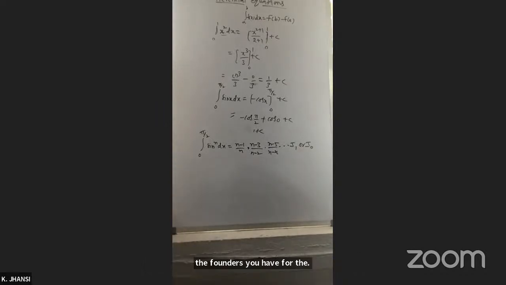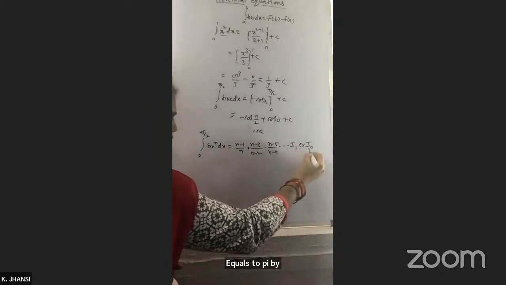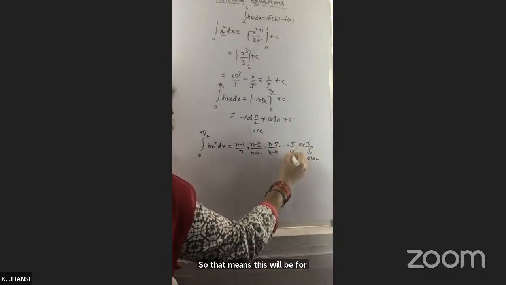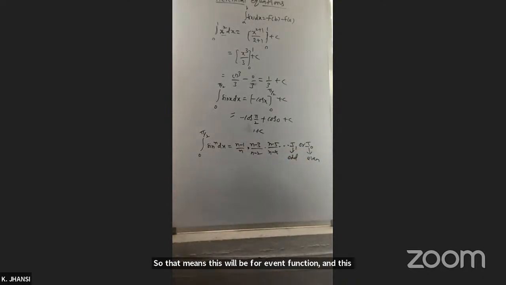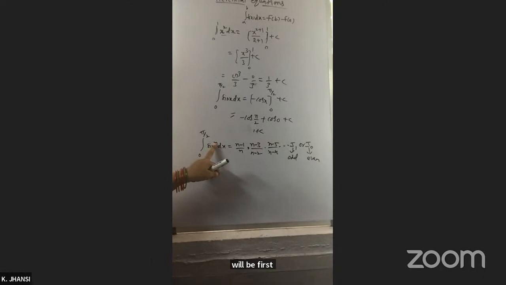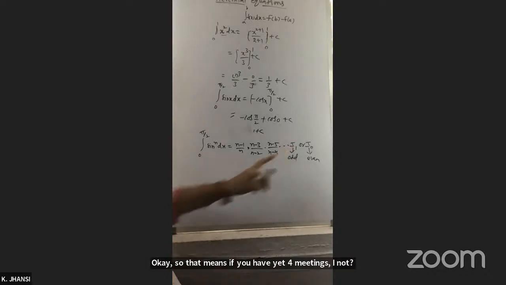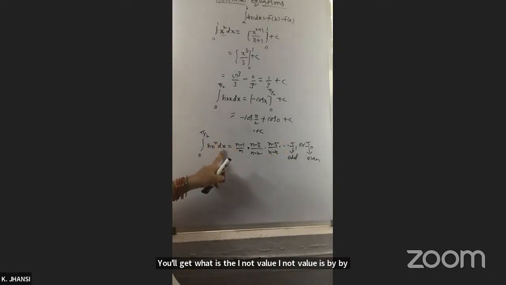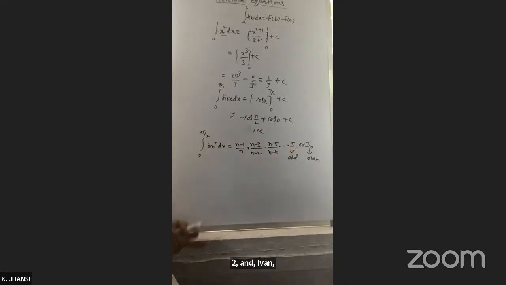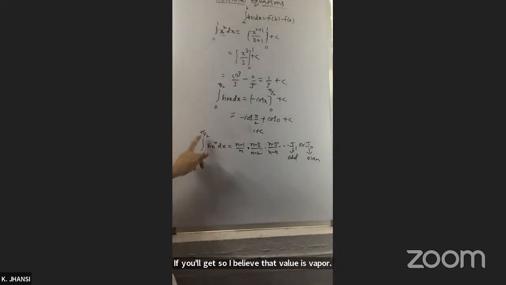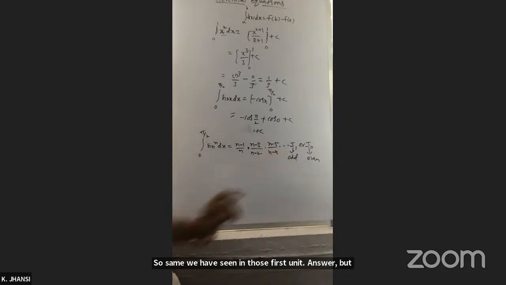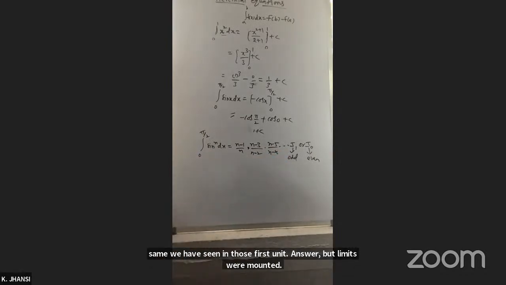In page 52, the last concept is the integral from 0 to pi by 2 of dx equals pi by 2, denoted as I naught. This will be for the even function and this will be for the odd function. So if you have 4, you will get I naught. The I naught value is pi by 2. And for sine to the power of 5 dx, you will get I1, and that value is 1. We have seen the same in the first unit also, but limits were not there. Here you will get the limits, so while solving the problems we will see this.